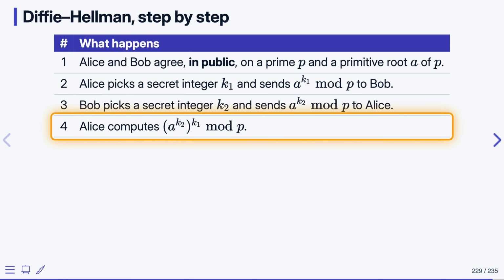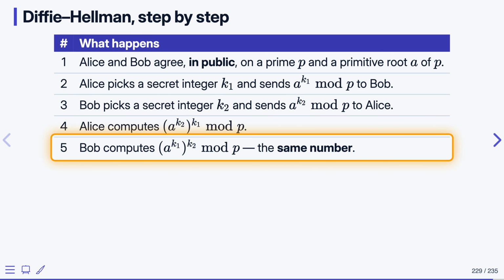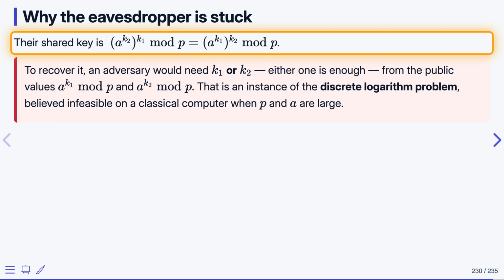Step 4. Alice takes what Bob sent and raises it to her secret k1. Step 5. Bob takes what Alice sent and raises it to his secret k2. And now both of them hold the same number, a to the power k1 times k2. Their shared key is a to the power k2, all raised to k1, and that equals a to the power k1, all raised to k2. Exponents multiply, and multiplication does not care about order. So both sides get the same number, and neither ever sent it.